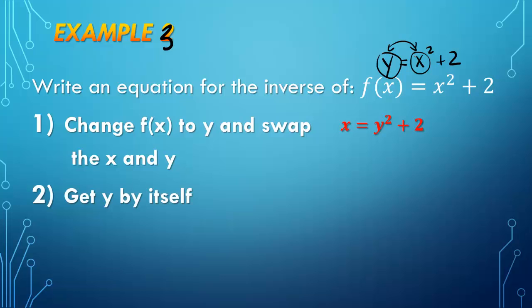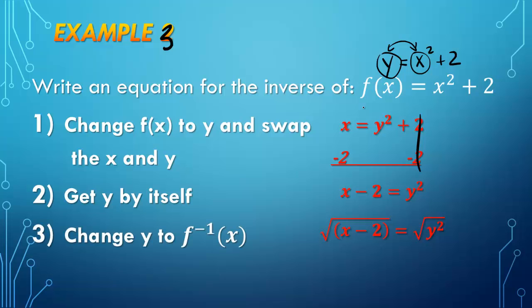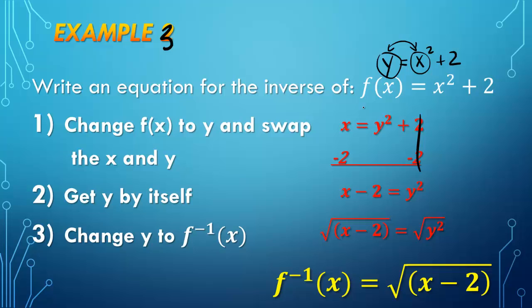Okay, so we're going to get y by itself. So we're going to start off by subtracting 2 from both sides. Getting rid of that, which is going to give you x minus 2 equals y squared. Now to get rid of a square root, we had to square both sides. How do you think we get rid of a square? That's right. You square root both sides. All right. And that's it. Again, just like with a square, you don't actually have to figure any of that out. So we change that y to the inverse notation. So the inverse of f of x equals the square root of quantity x minus 2.